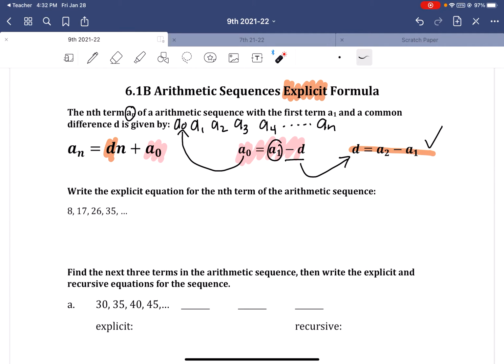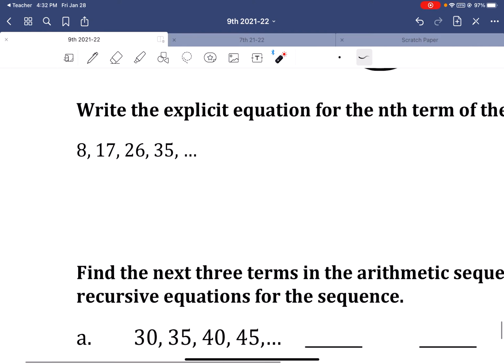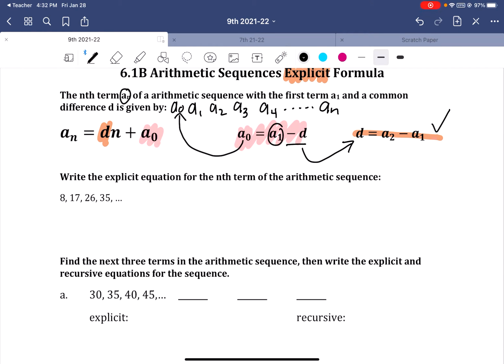If we have to write an explicit equation for this sequence, we first need to find out what our D is. D is A2 minus A1. Remember, I'm going to label them: this is A1, A2, A3, A4. So we can do A2 minus A1, that is 17 minus 8, which gives me 9. Now that we have that, we need to find our A naught.